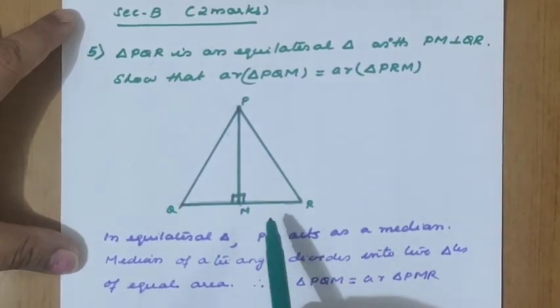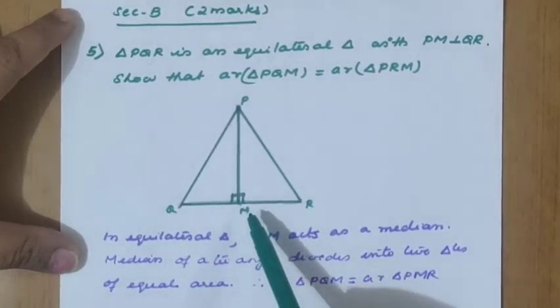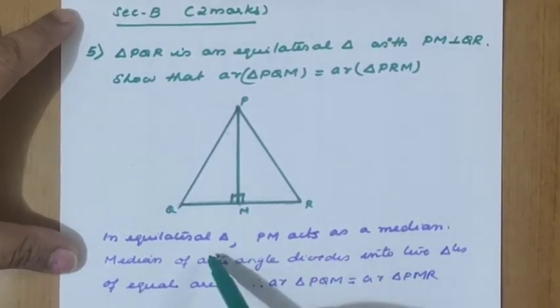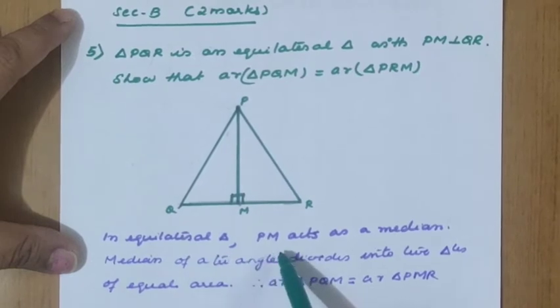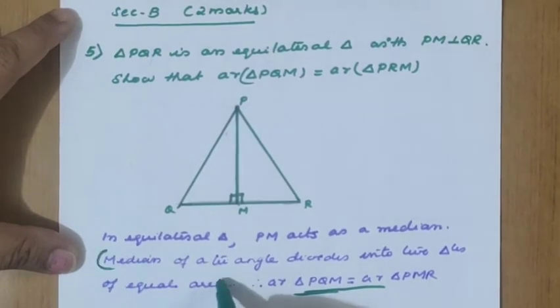For an equilateral triangle, altitude and median are the same only. So PM is an altitude, which means PM is a median also. So I have written here that in an equilateral triangle PM acts as a median. So the median of the triangle divides it into two triangles of equal area. Area of triangle PQM equals area of triangle PMR. So write the statement correctly, because this is the reason for the solution.